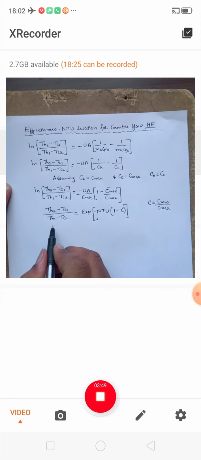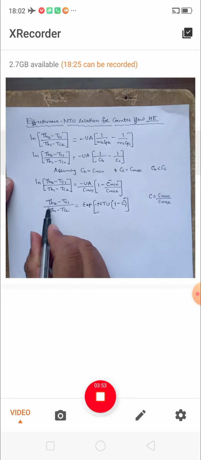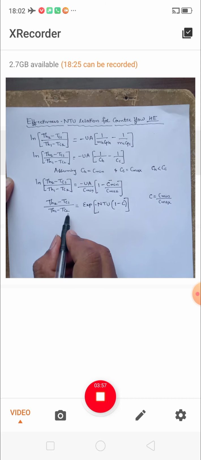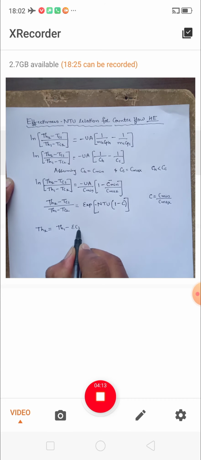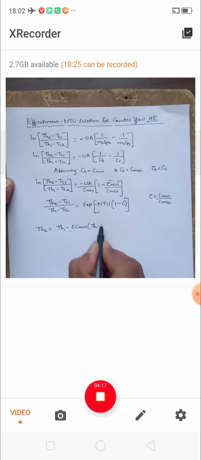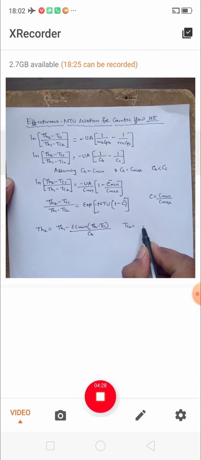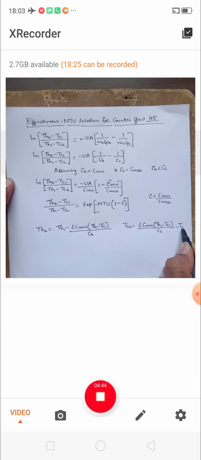So already in the previous class we have written the values of TH2 and TC2 from the effectiveness of the heat exchanger formula, where TH2 is given by TH1 minus epsilon into C minimum, into (TH1 minus TC1) divided by CH, and TC2 is given by epsilon into C minimum, into (TH1 minus TC1) divided by CC, plus TC1.